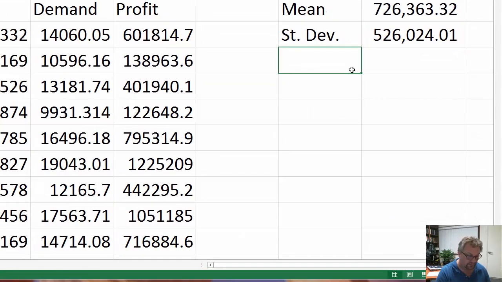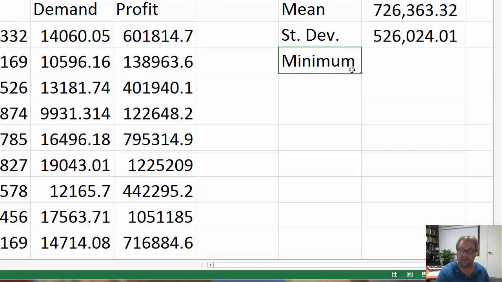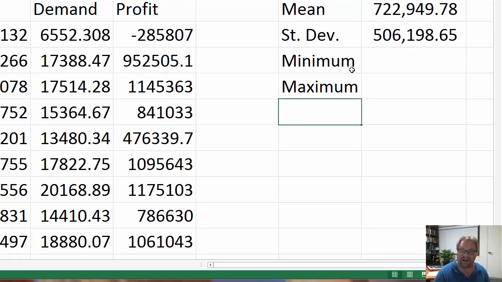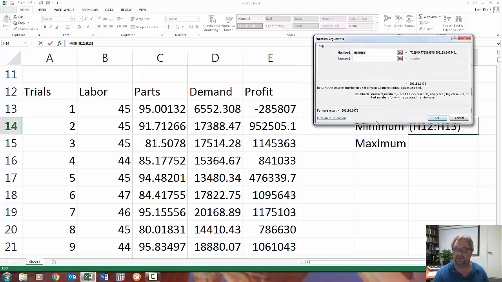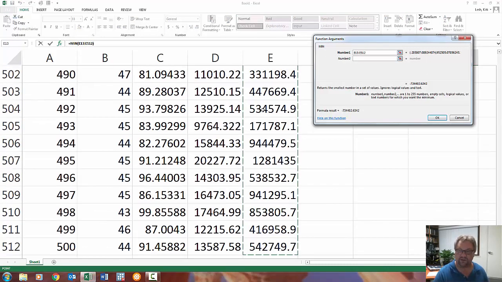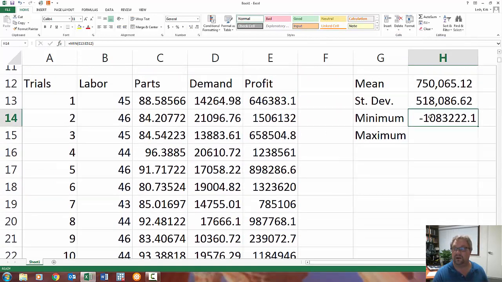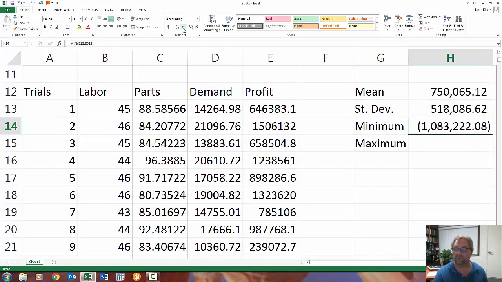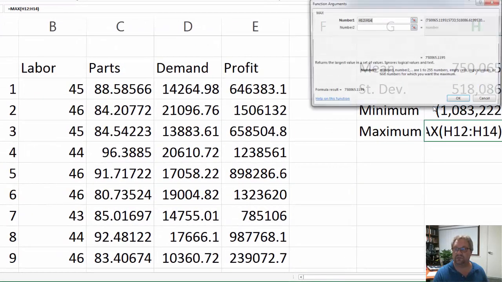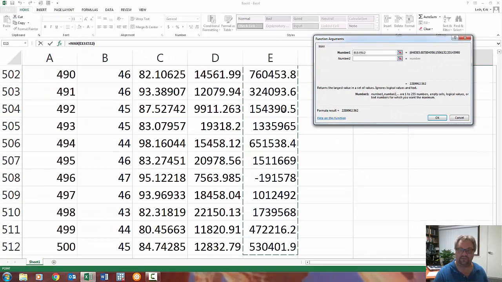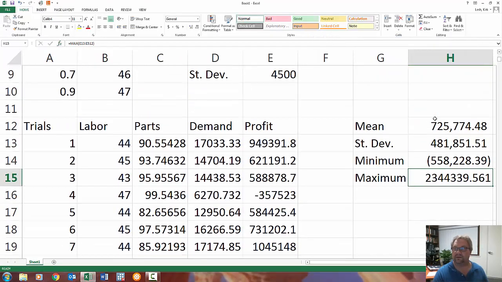All right, the other thing we can do is calculate our minimum and maximum values for our profit. To calculate the minimum, just get the min function. There it is. So what's the smallest profit we incurred? About $1 million. Okay, fair enough. And then what's the maximum profit our simulations gave us? Well, to find that, use the max function. So again, just highlight your profits. Oh, that's nice. 2 million. Okay, I like that.